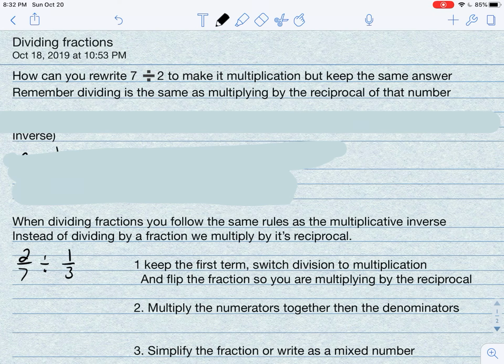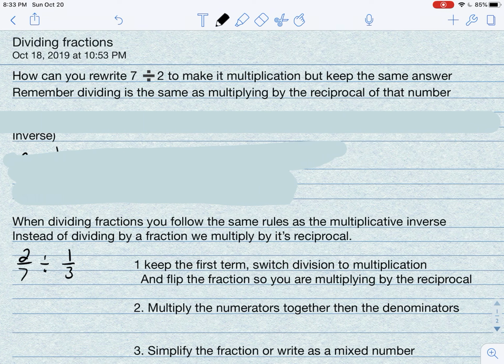Okay, looking at dividing fractions. So the big thing about dividing fractions is realizing that division and multiplication are the same. You just change what you're multiplying or dividing by.